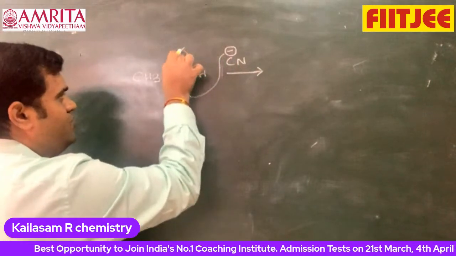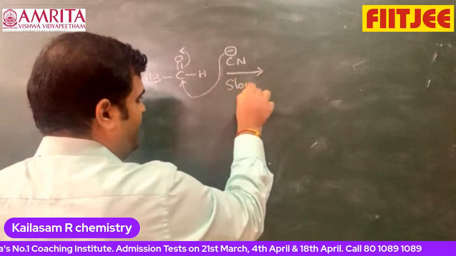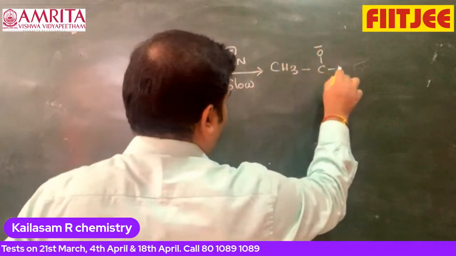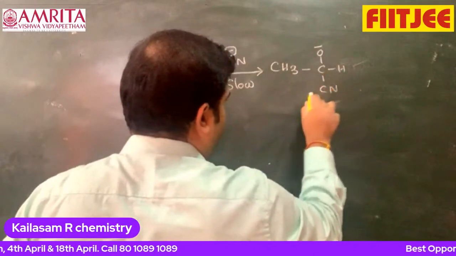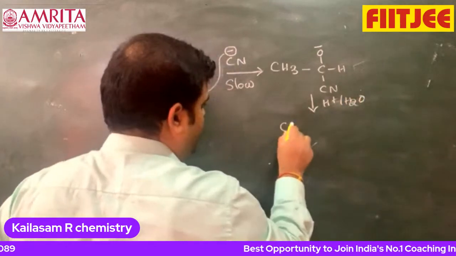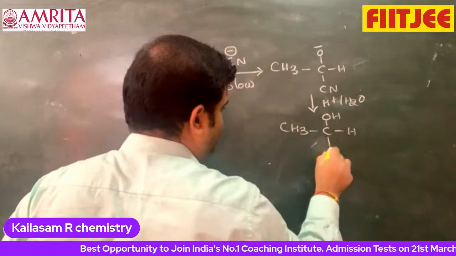What is going to break? The first step is the slow step. Now I can take it as CH3, C, O minus and H, and here is CN. The next step is H plus, H2O. What are you going to get? CH3, C, OH, here is H and here is CN.